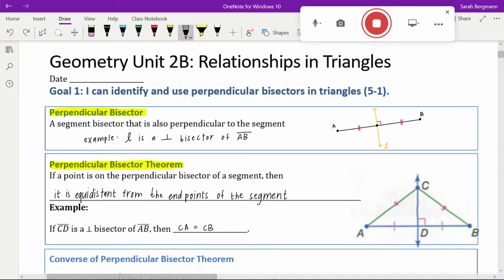So for example, in this picture here, if line CD is a perpendicular bisector of segment AB, it's perpendicular and it's bisecting it, meaning it's cutting it into two equal parts, then CA, the distance from point C to point A, must be the same as the distance from point C to point B, the other endpoint of the segment.